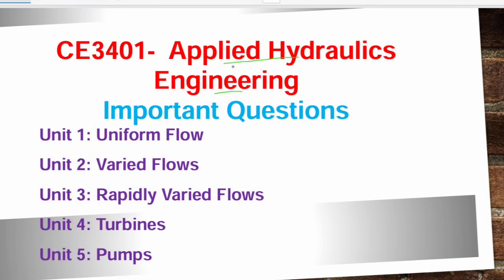Today we are going to see the most important questions of applied hydraulics engineering. This is very important for the fourth semester end semester examination. There are 5 units. The first unit is uniform flow, the second unit is varied flows, the third unit is rapidly varied flow, the fourth unit is turbines, and the fifth unit is pumps.